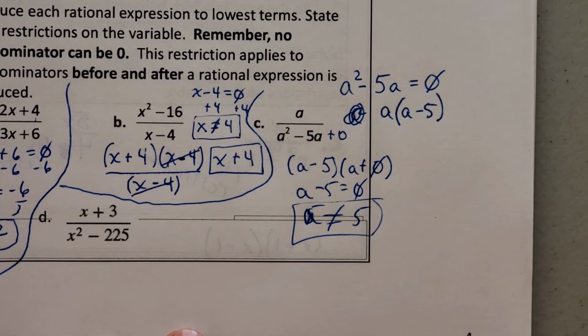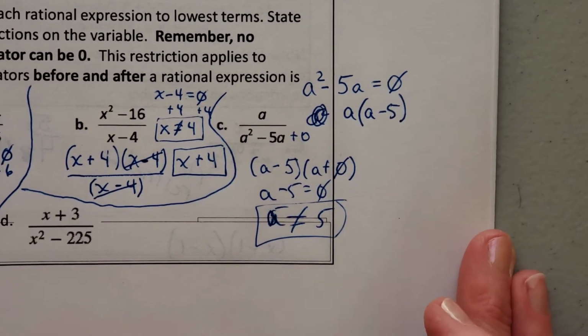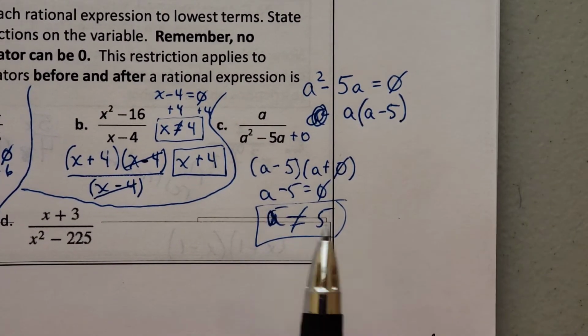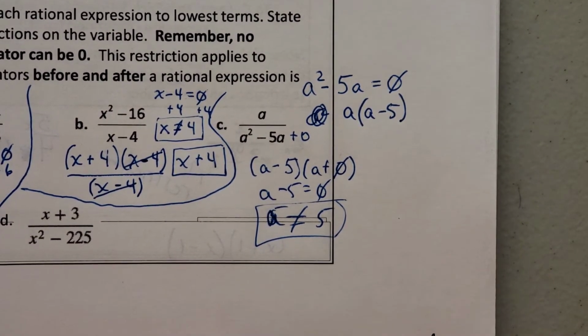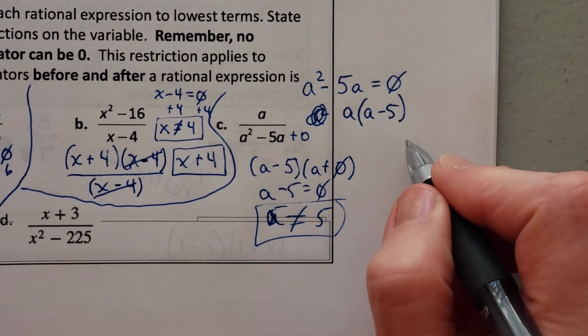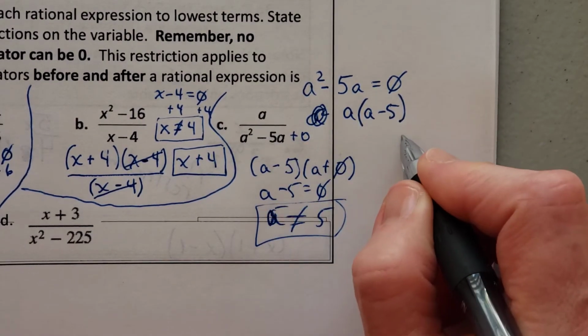Sorry, I made that much more complicated than it had to be. All right, so my restriction is 5. A cannot equal 5. That's my restriction. All right, so now I'm going to go back to my original equation.